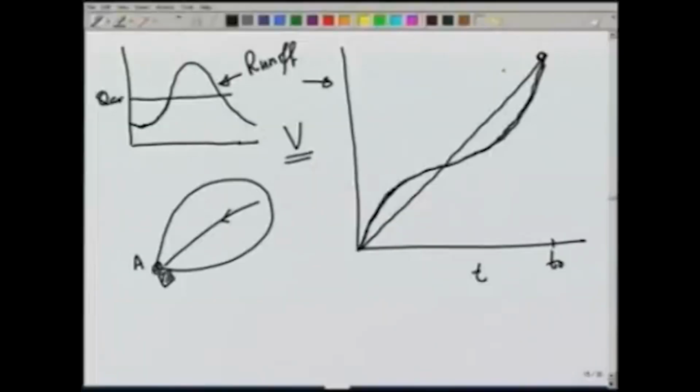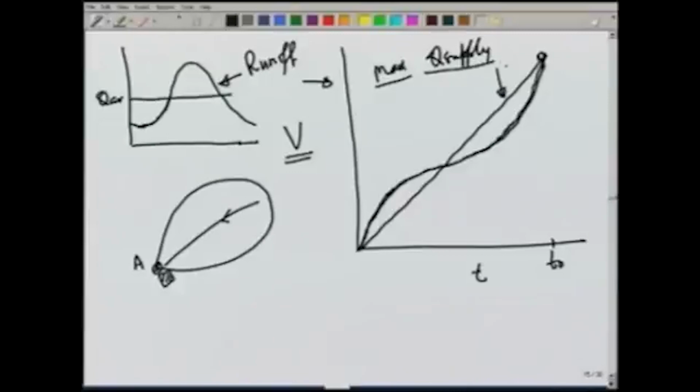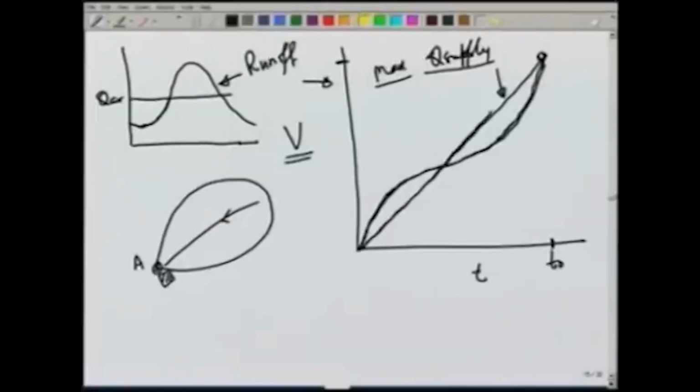Of course, we cannot supply water more than this rate. Our Q supply, this is the maximum rate at which we can supply water, because this is the total amount of water available to us. V is the total amount of water available to us in time t 0. We cannot supply more than this water. So, this is our maximum rate of supply. Less than that, of course, we can always supply.